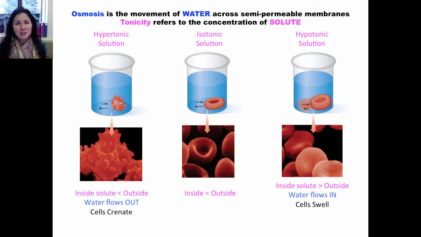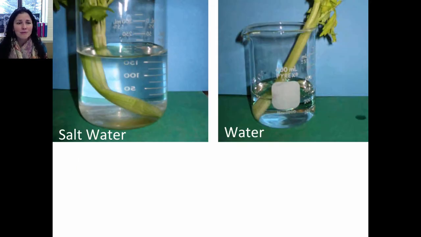Let's look at a piece of vegetable and see what happens when you put vegetables in salt water or regular tap water. Here's salt water. This is a high concentration of salt, and it's a hypertonic solution. It's got a higher solute concentration on the outside of the celery than the inside. And water has moved out of the celery cells into the solution. This is what happens to celery when cells crenate.